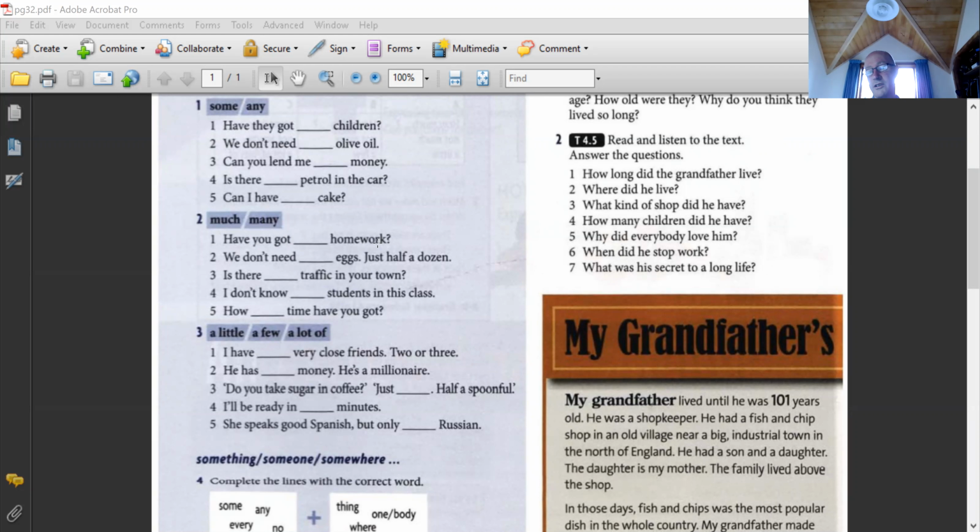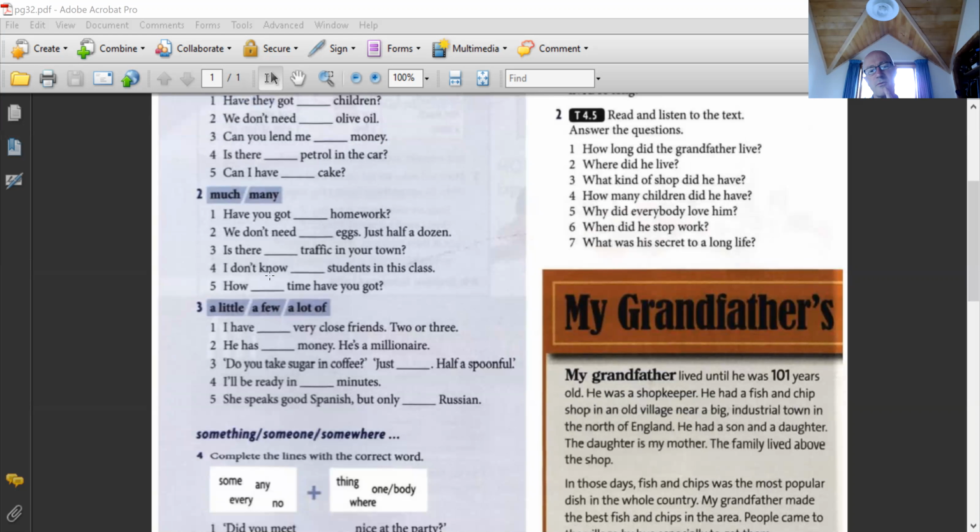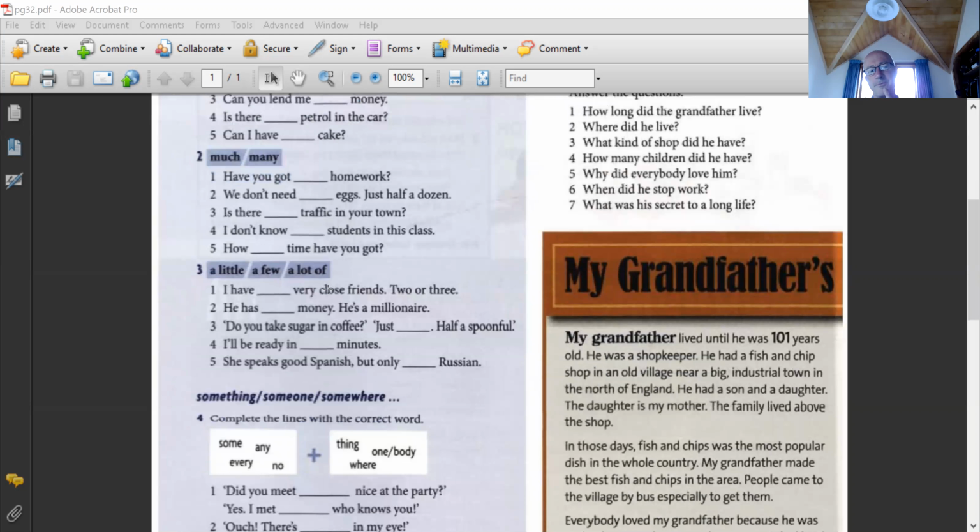So homework. Can you count homework? 1 homework, 2 homework, 3 homeworks? I don't think you can, you? So what did I say? Many, countable. Much, uncountable. Homework is uncountable. So have you got much homework? Have a look at the rest of them. See which it is, much or many.